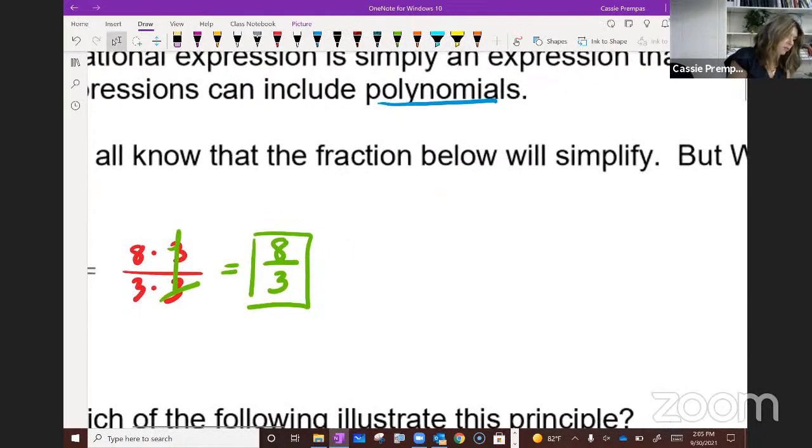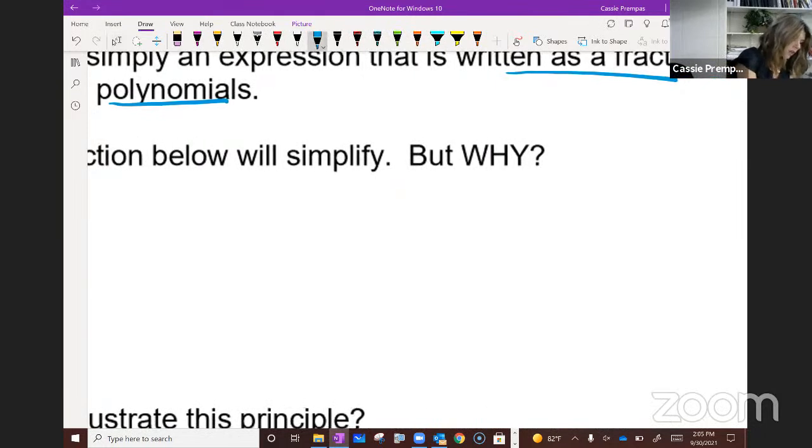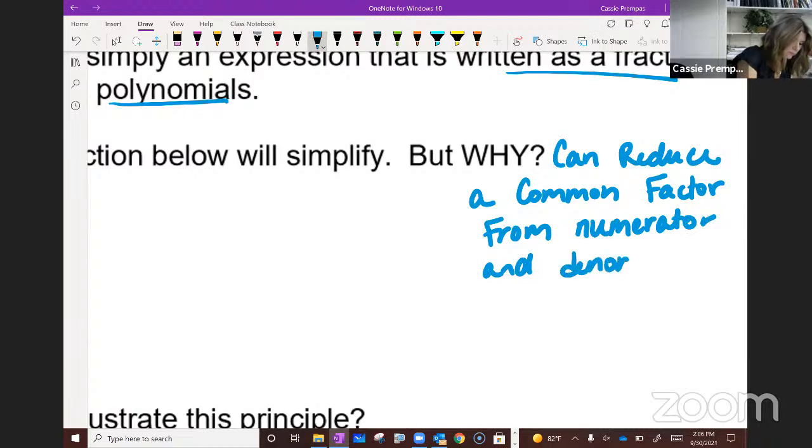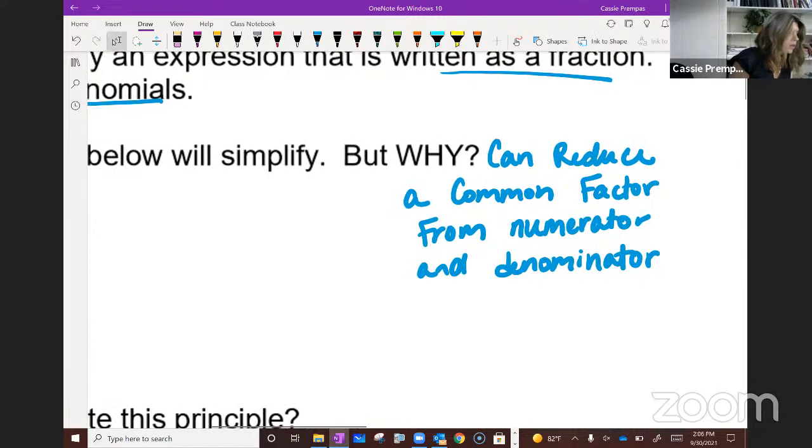So let's go ahead and write the reason why. Why you can reduce: a common factor from the numerator and denominator. Now, factor is a really important math word in this lesson.